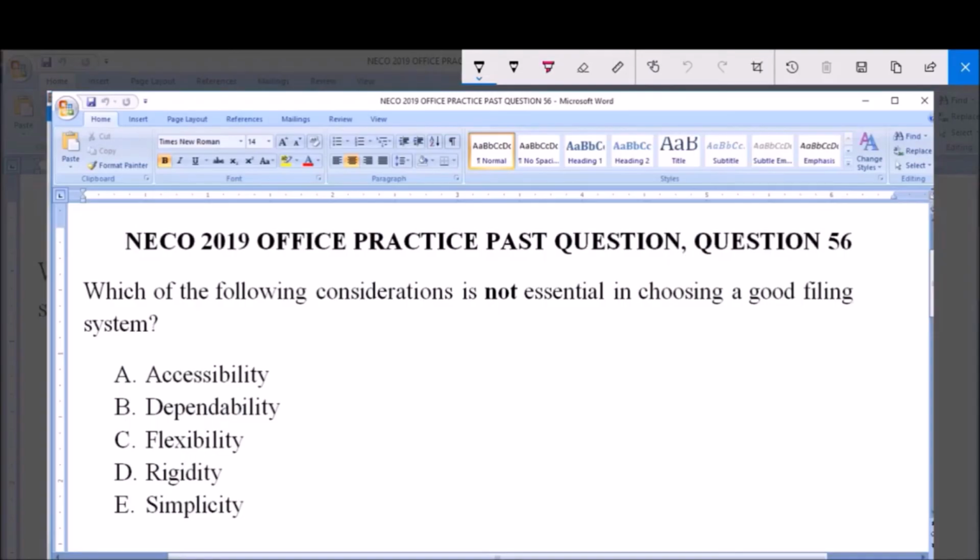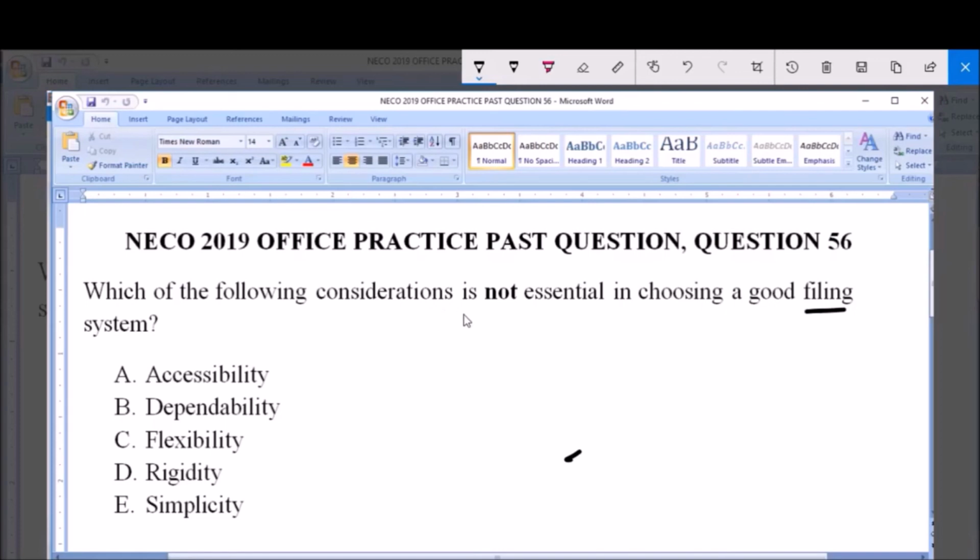I will be answering NECO 2019 Office Practice Past Question 56. Which of the following consideration is not essential in choosing a good filing system? A. Accessibility, B. Dependability, C. Flexibility, D. Rigidity, and E. Simplicity. Now, what is filing?